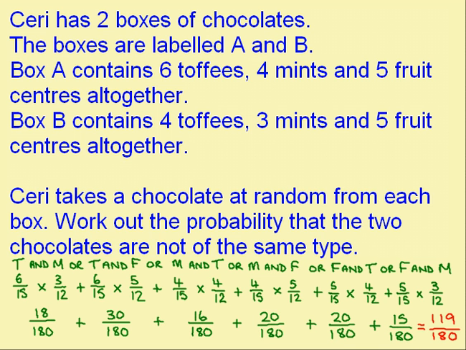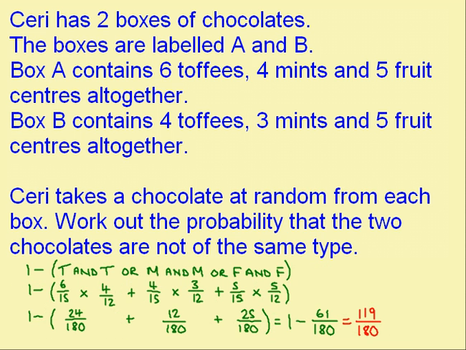So here's the slow way of getting the answer. You've got to work out the probability of getting a toffee and a mint, or a toffee and a fruit, or a mint and a toffee, or a mint and a fruit, or a fruit and a toffee, or a fruit and a mint. And once you've worked all of that out, you need to add them all together and you get this answer.